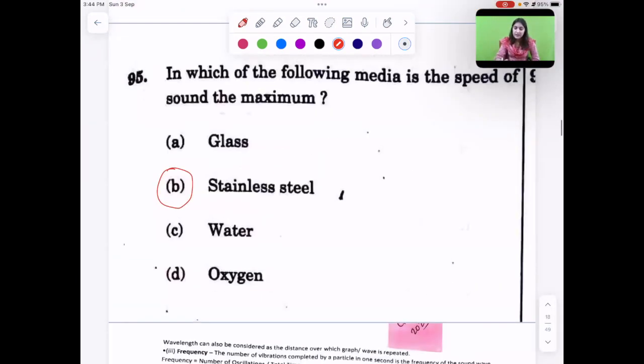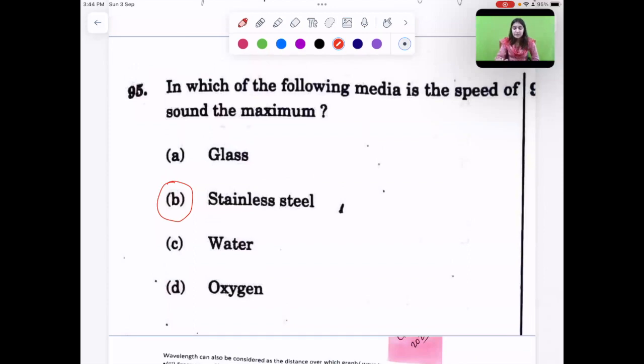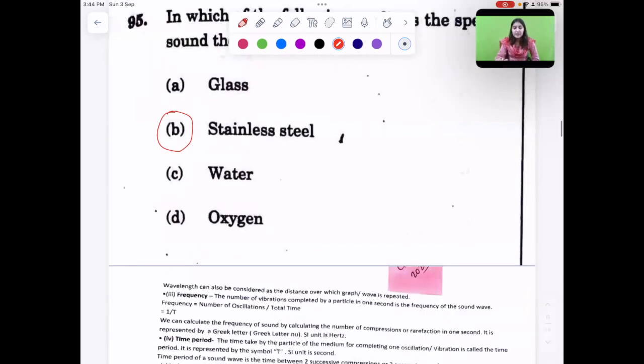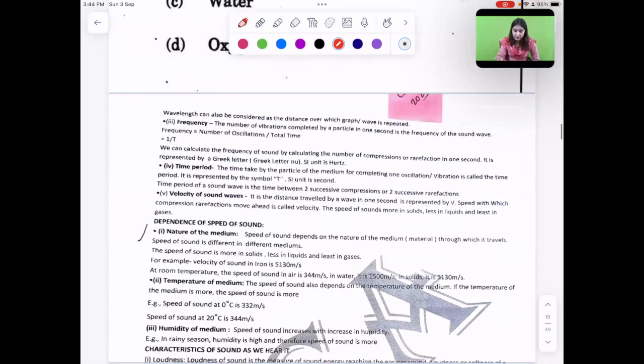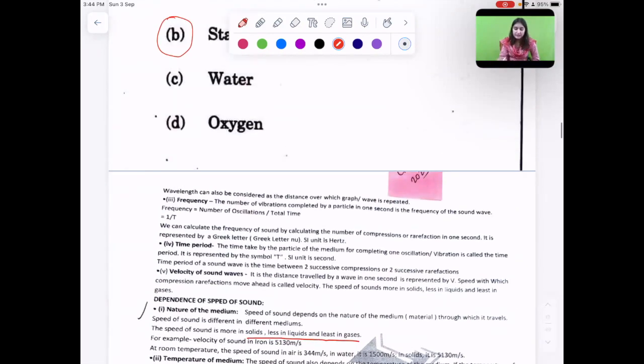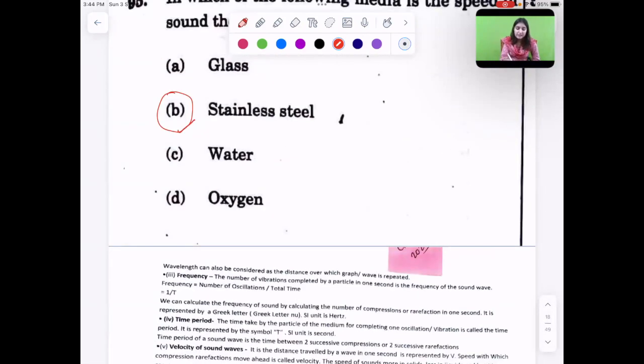In which of the following media is the speed of sound maximum? So let's see from notes. We know that speed of sound is maximum in solids, then in liquids, and least in gases. So option B, stainless steel.